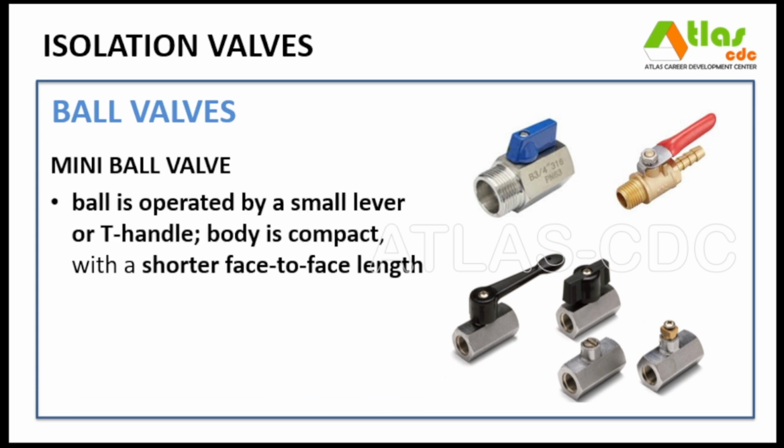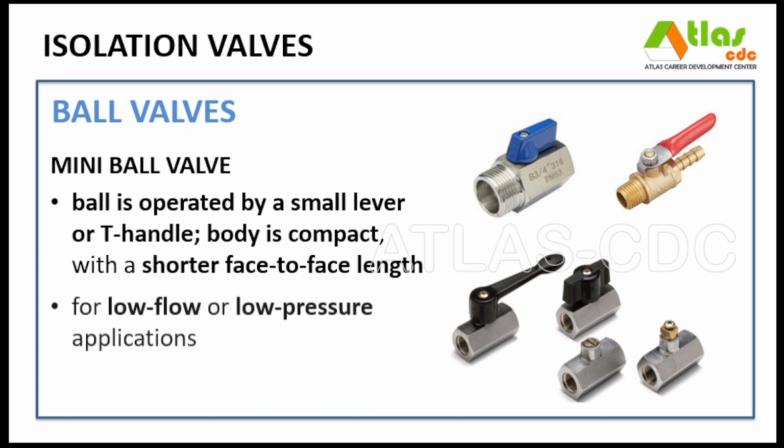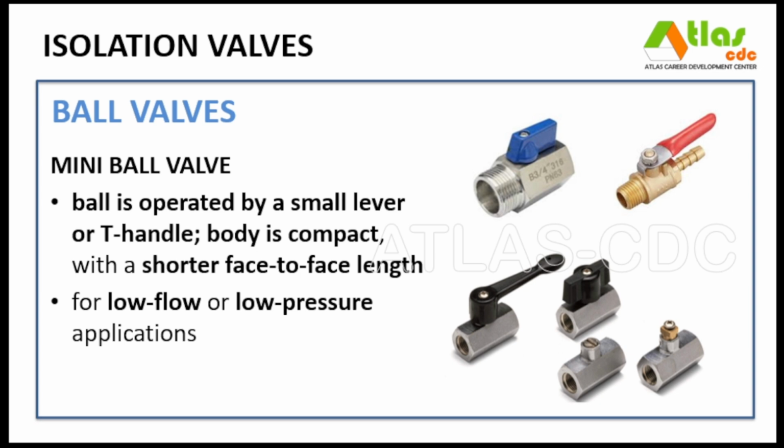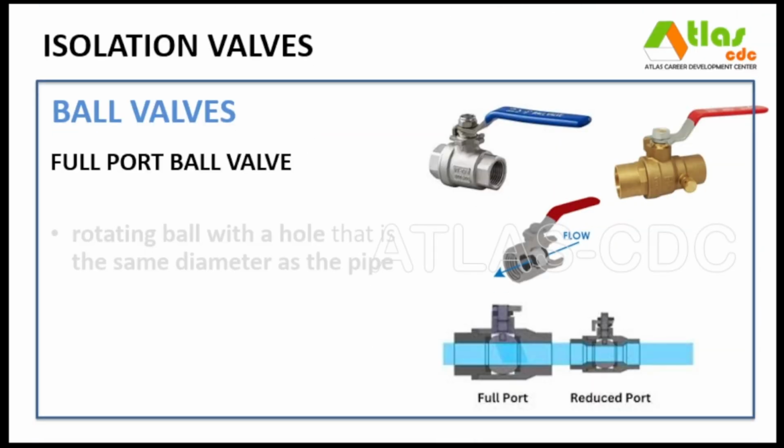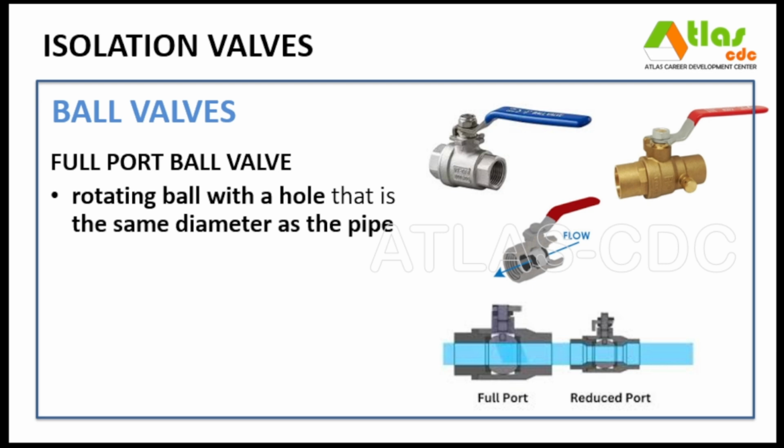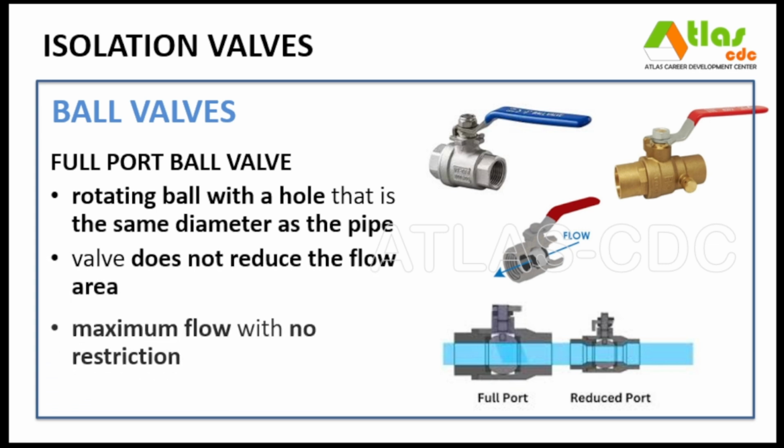A mini ball valve operates using the same mechanism as standard ball valves, a rotating ball with a bore that opens or closes flow with a 90 degree turn, but is designed in a compact, lightweight form. A full-port ball valve has a ball with a bore equal to the pipe's inner diameter, allowing unrestricted flow with no pressure drop. Its mechanism involves a 90 degree rotation of the ball for simple on or off control.